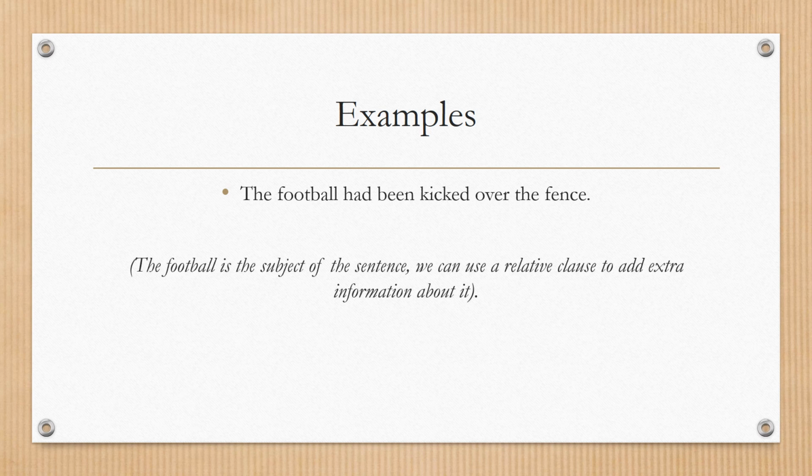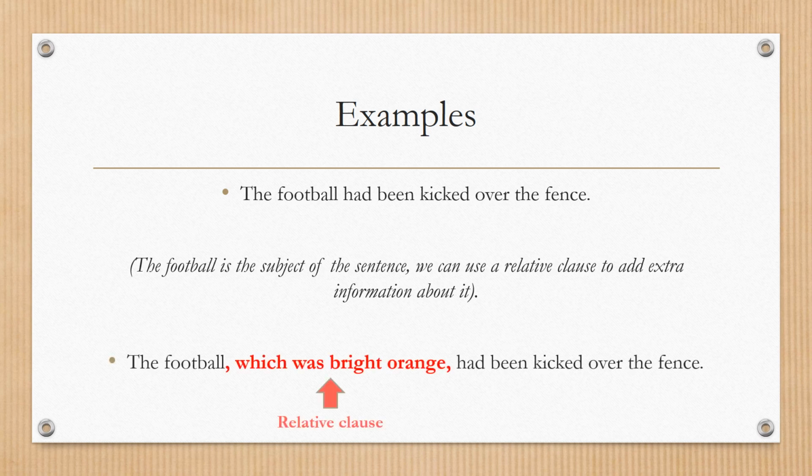Because this is the subject of the sentence, I can add my relative clause to add extra information. And here we go. The football, which was bright orange, had been kicked over the fence. That's my relative clause. It's marked by a pair of commas. We sometimes, when we're beginning this, describe it as a drop-in clause, as though you could just drop it in and then remove it afterwards.